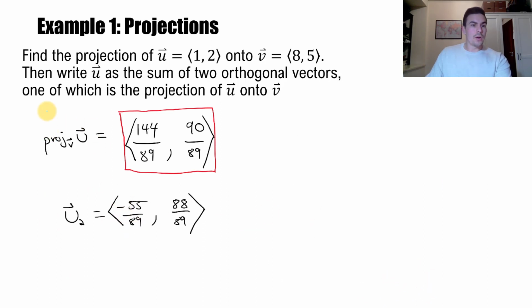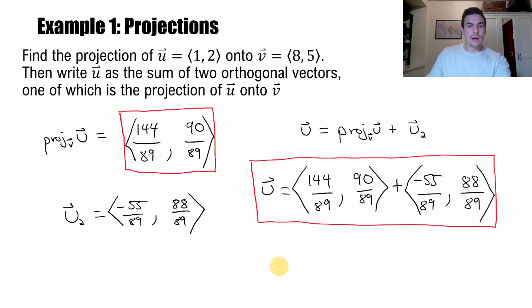All right, so we're not quite done. We just found u2. Now we want to write u as the sum of two orthogonal vectors. Well, we have those two orthogonal vectors right here. So I can just go ahead and plug those into this equation that we started out with. And that sum of two vectors looks just like this.